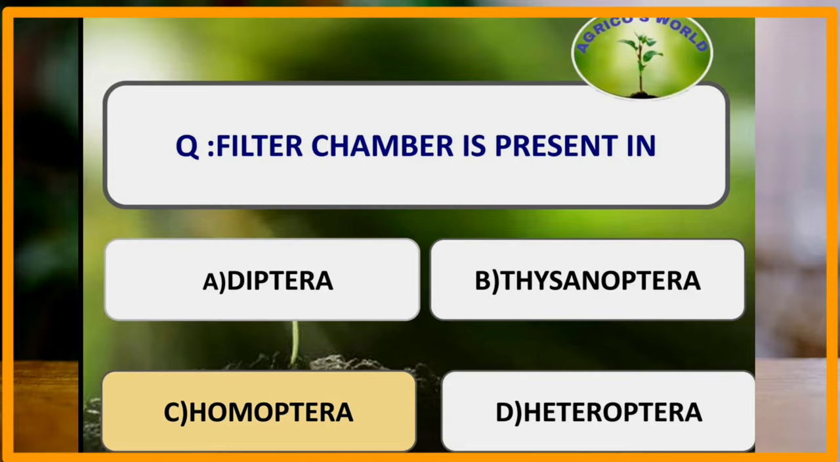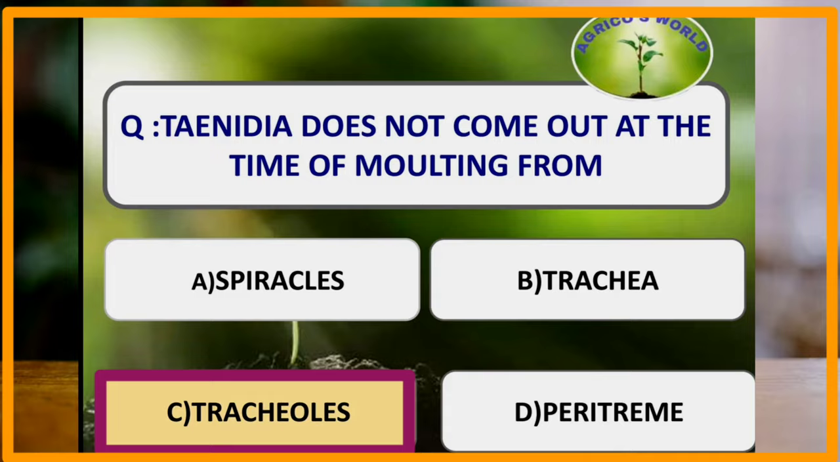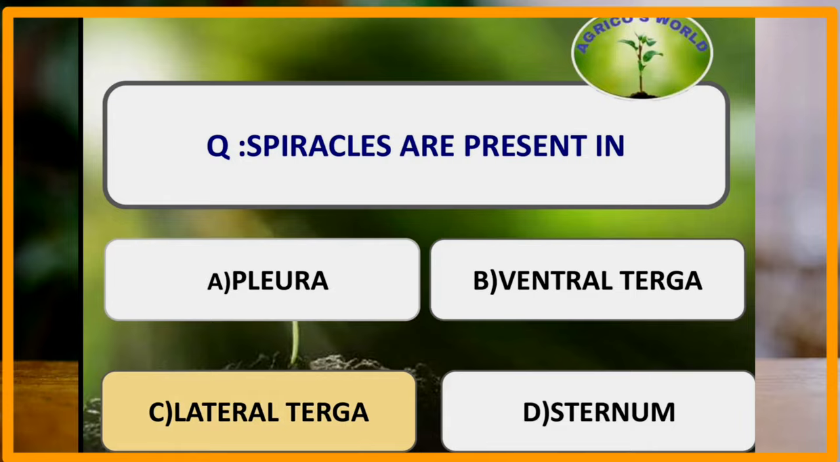Filter chamber is present in which of the following? Filter chamber is present in homopterans. Filter chamber is mainly present in the fluid feeders. Taenidia does not come out at the time of molting from tracheoles, whereas the taenidia present at other parts along the length of the tube of trachea comes out at the time of molting.